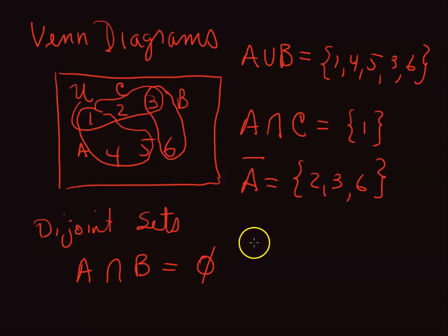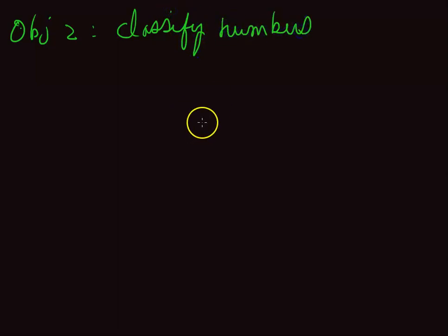Okay, that is really the first objective, working with sets. Let's pick another color here, and then let's do classifying numbers. So this is objective 2, classify numbers. And the way to do that is with our sets.